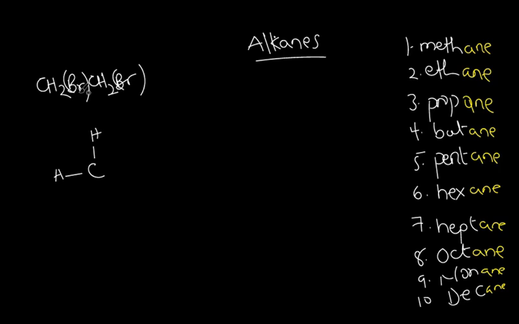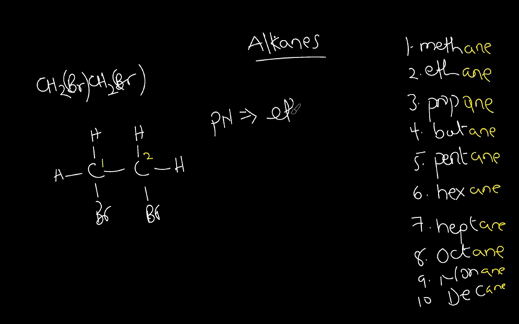So the Br in the bracket means it is attached to this carbon, so linked to the second carbon. Then it also has 2 hydrogens. Then we have another bromine. Okay, so in this example we have how many carbons? We have 1, 2. Our parent name, let me use PN as our parent name, will be what? 1, 2. So it's ethane. So we write ethane here.